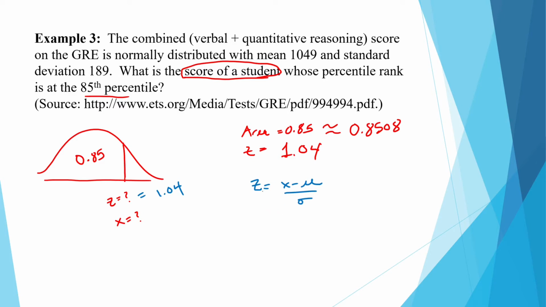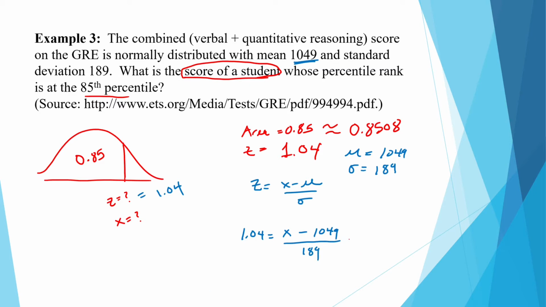We know z is 1.04. The mean is given to be 1049, and the standard deviation is 189. So let's plug in those values. Z is 1.04. The x is what we're looking for. The mean is 1049. And the standard deviation is 189.